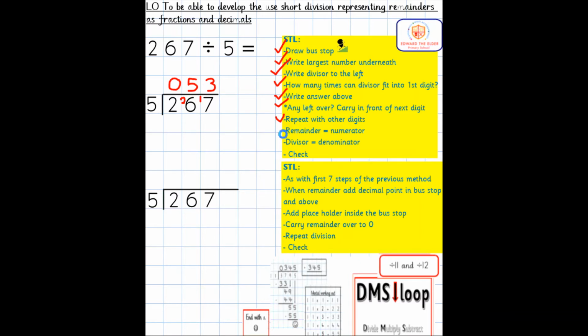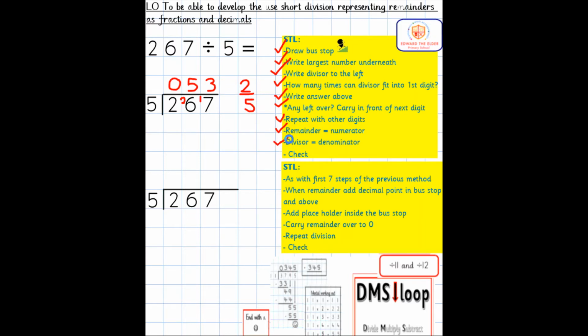So I look to my next step, and it tells me my remainder is my numerator. So I'm going to write my 2 that I have remaining at the top of my fraction. My next step tells me my divisor, my 5, is the denominator. So I can put that at the bottom of my fraction.